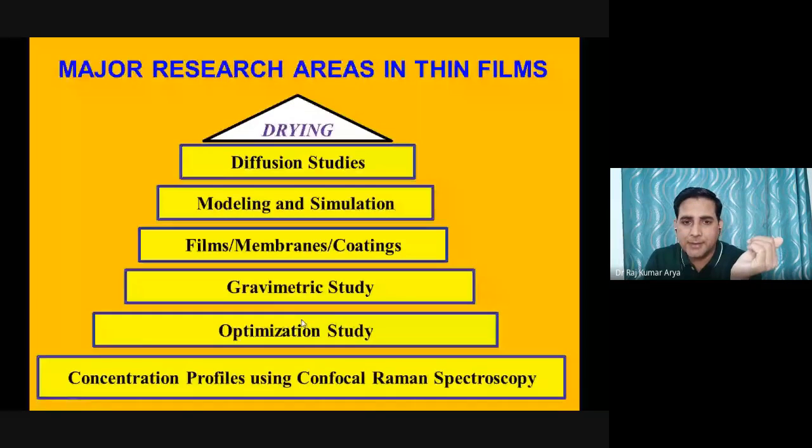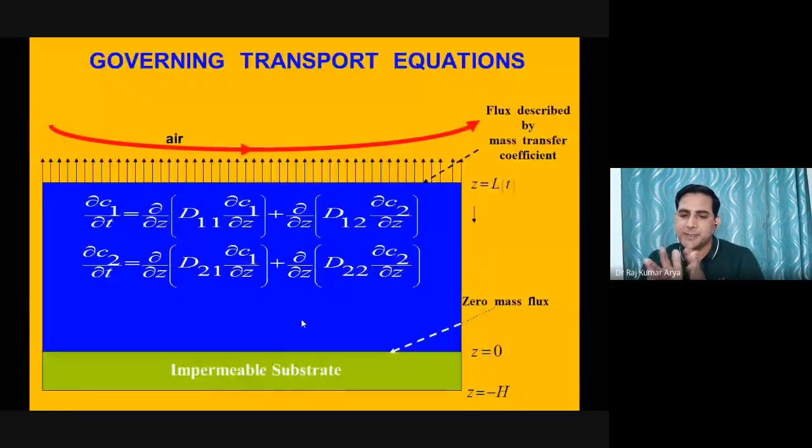Okay. Now, this is what I have here. This is a typical example of a coating. What you have there is a substrate. I have taken an impermeable substrate, actually. Impermeable, you can have a metal or you can have a glass.